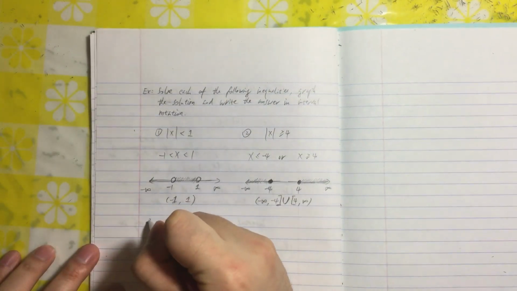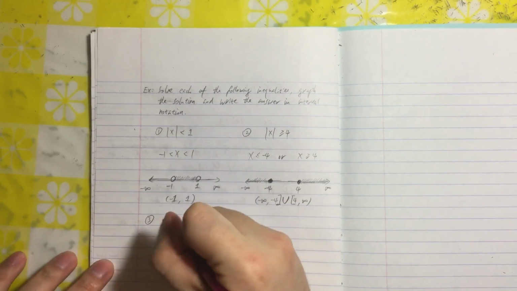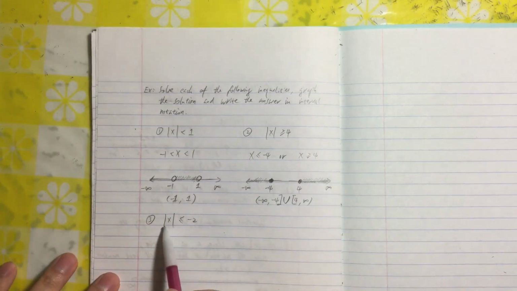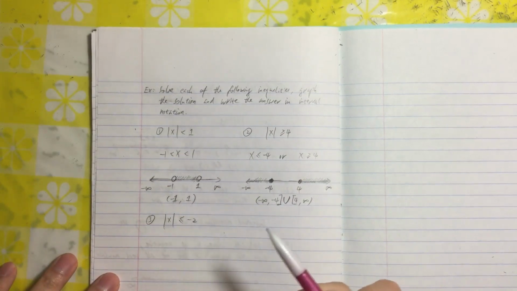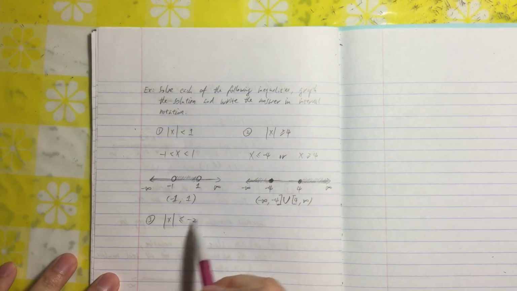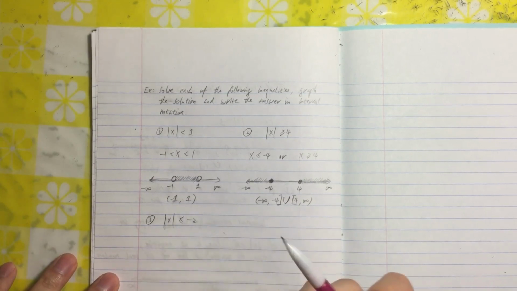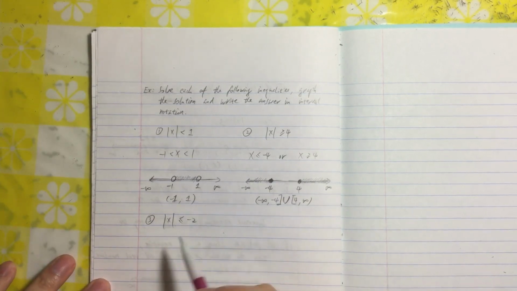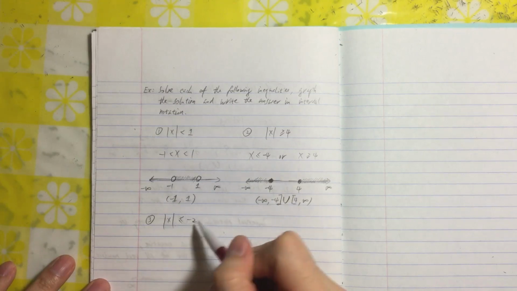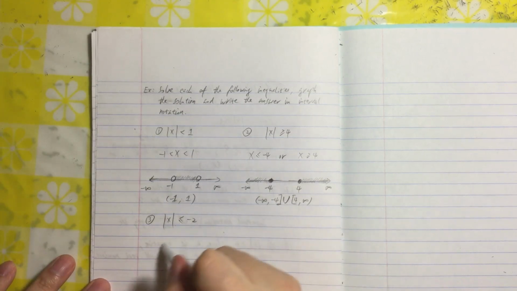Next, the absolute value of x is less than or equal to -2. We know that the absolute value of x is always greater than or equal to 0. It won't be less than -2. So that's impossible. By rule number 3, if the absolute value of x is less than a negative number, then there are no solutions.